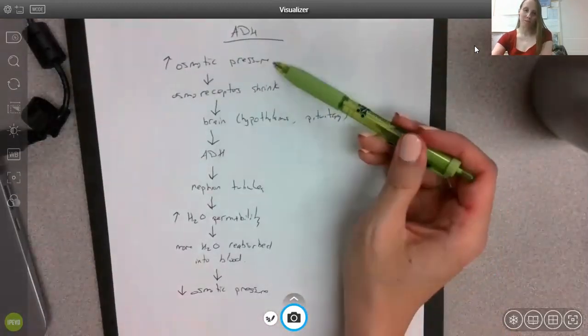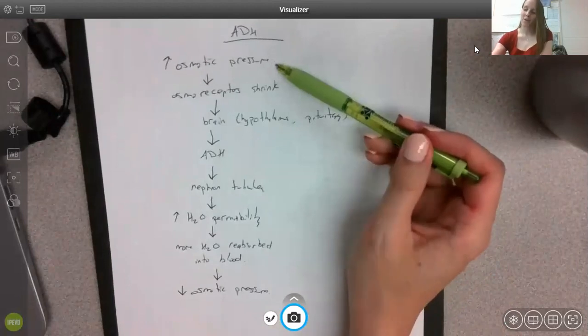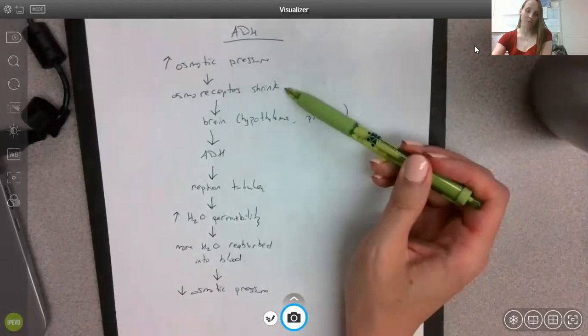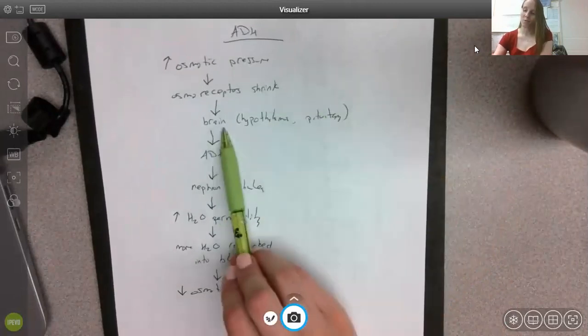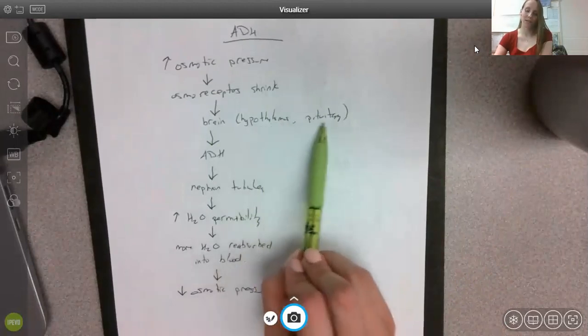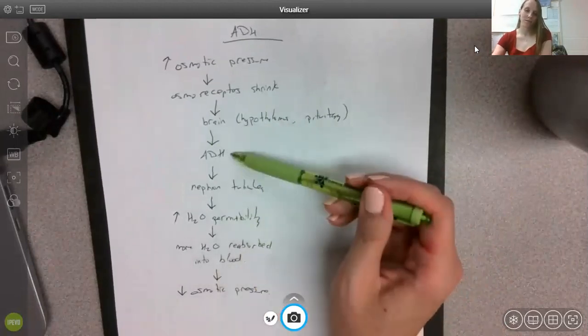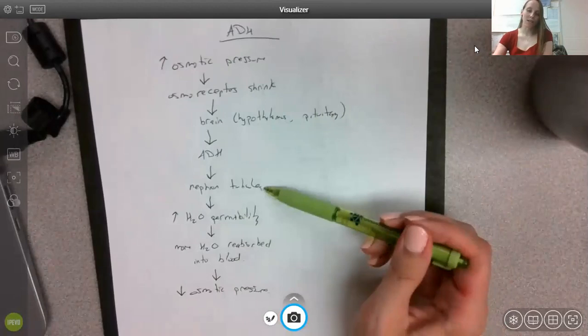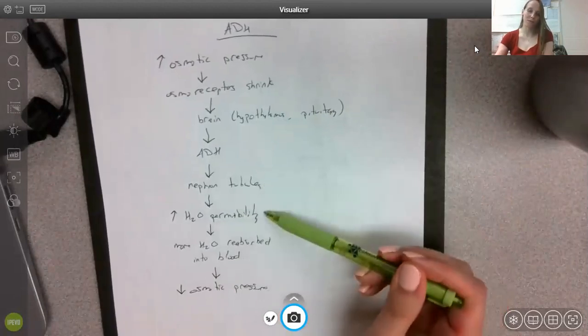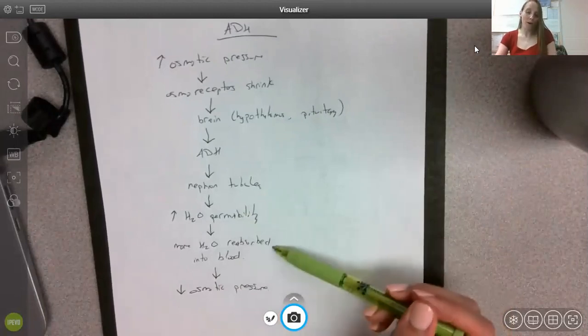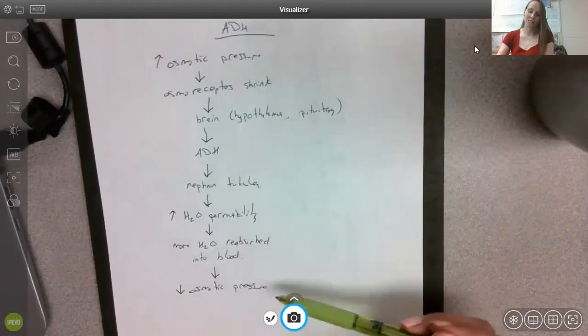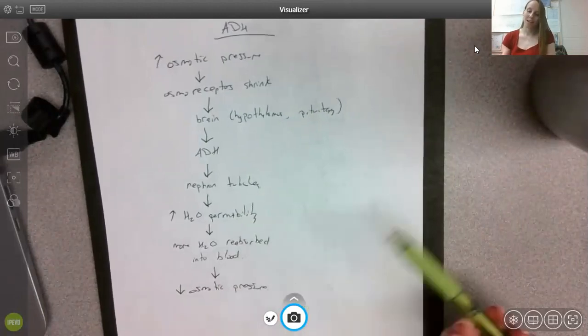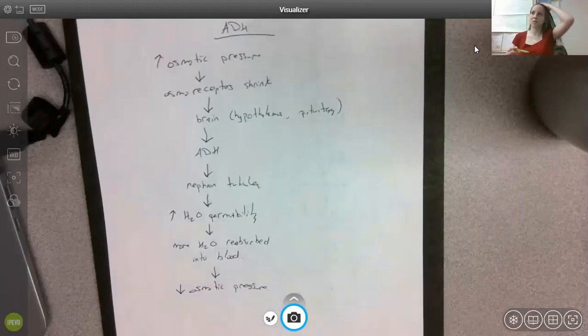So with ADH, it's responding to high osmotic pressure. That is detected by the osmoreceptors in the brain shrinking. So that is detected by the brain, specifically the hypothalamus and then the pituitary. That is going to cause the release of ADH, antidiuretic hormone. The ADH goes to the nephron tubules. It is going to cause them to increase permeability to water, as opposed to sodium. That means that more water is reabsorbed into the blood, which then decreases the osmotic pressure. Okay, and again, all of this is going to result in the person not peeing as much or peeing more concentrated urine.